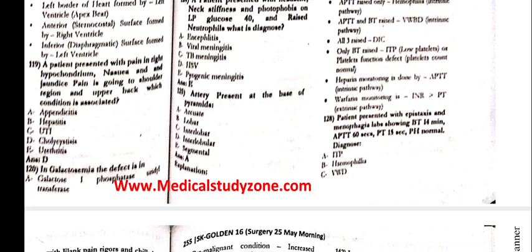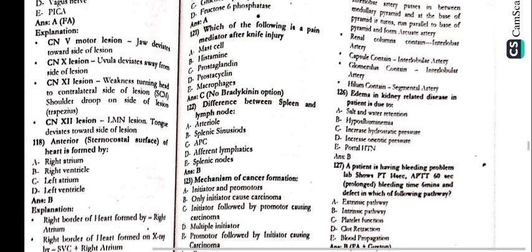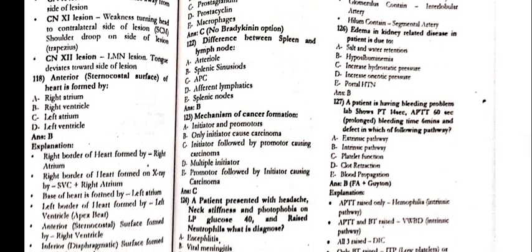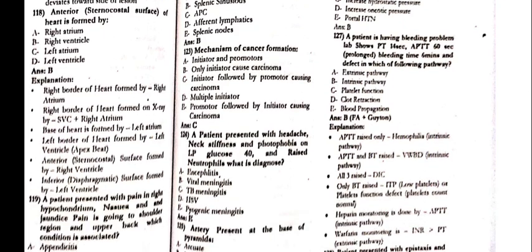125, artery present at the base of the pyramids is alpha, that is arcuate artery. Next, 126, edema in the kidney related disease in the patient is due to the beta, that is hypoalbuminemia. 127, the patient is having a bleeding disorder. Lab shows PT 14, APTT 60, and bleeding time 6 minutes, and the defect is in which of the following pathways? There is a beta, intrinsic pathway.